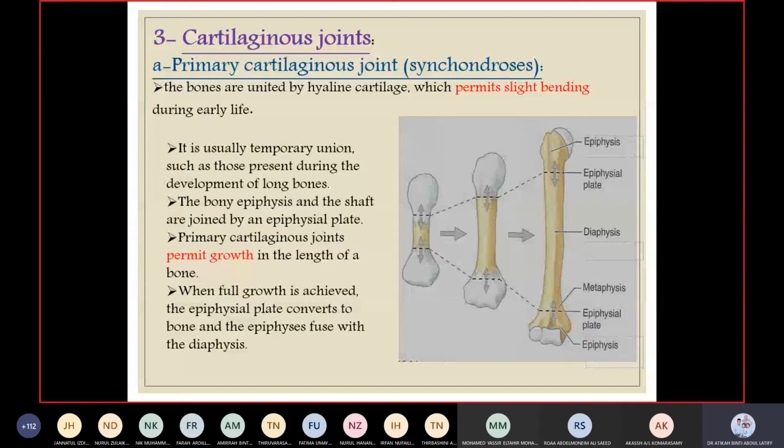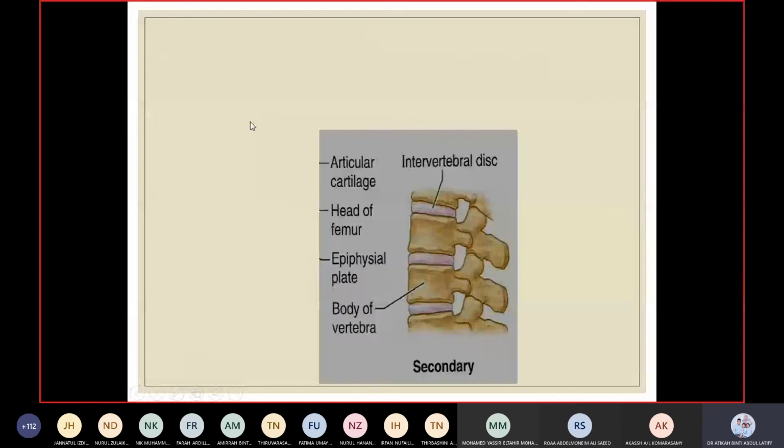Okay, so the first type is the primary cartilaginous joint, where the bones are united by hyaline cartilage and allows slight bending during early life. So this is the epiphyseal plate, which I mentioned earlier. There is close to no movement, just maybe slight bending can occur, but very slightly, like you can't even see it from outside. Okay, so this is a temporary union, as I mentioned. At the age of 18 to 25, there will be full closure of this epiphyseal plate. Okay, this is an example of the primary cartilaginous joint.